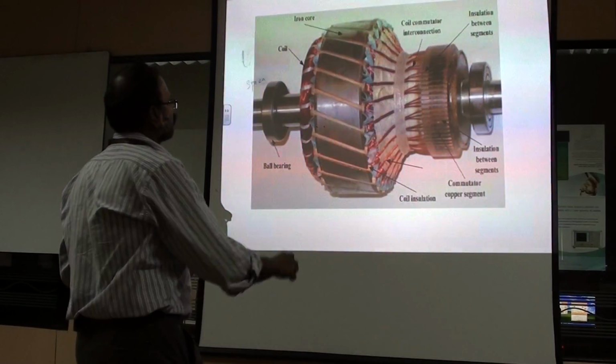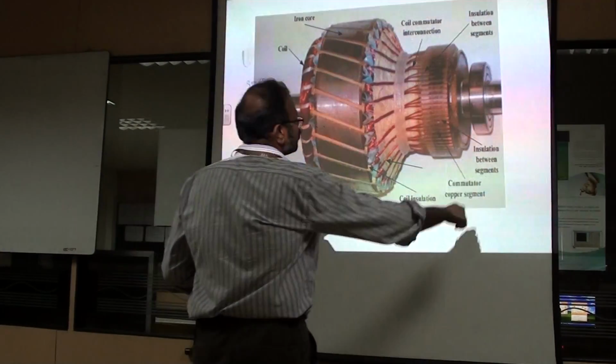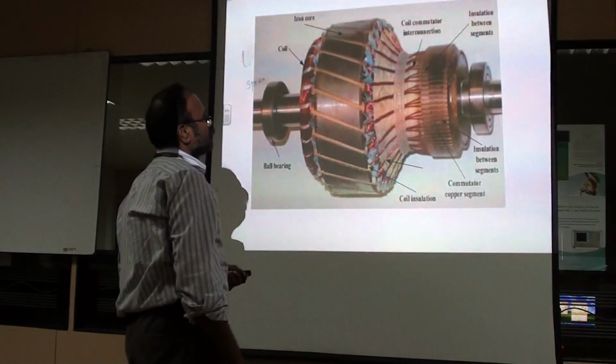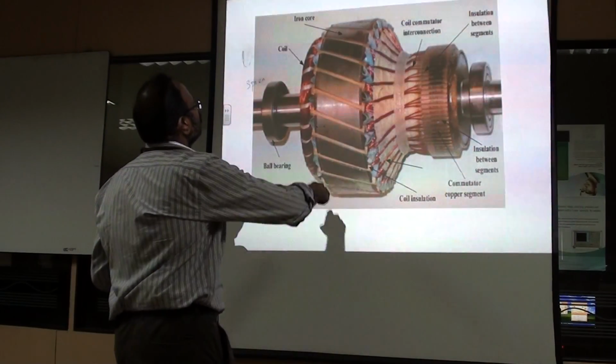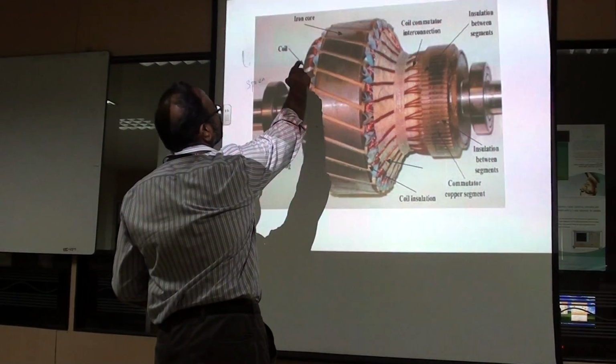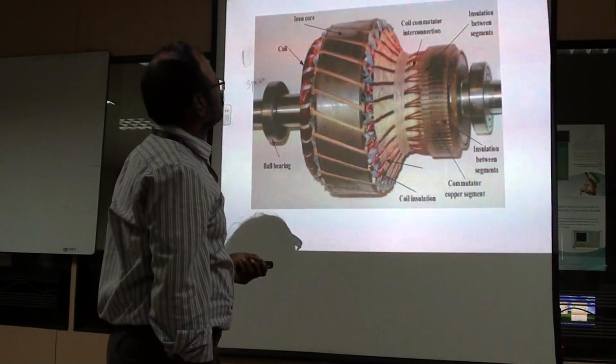So this is another complete picture of a DC machine, where we can see the ball bearings used to reduce the mechanical friction. And this is the coil or conductors, armature core, and insulation between the conductors.